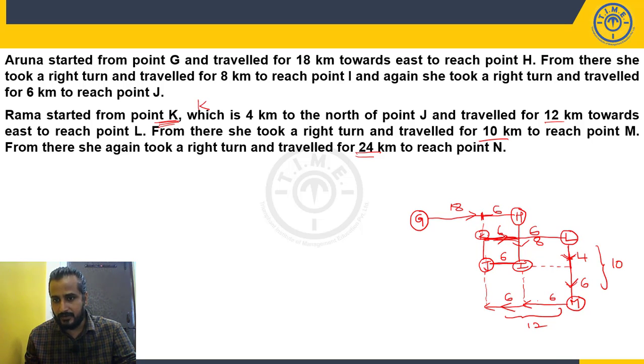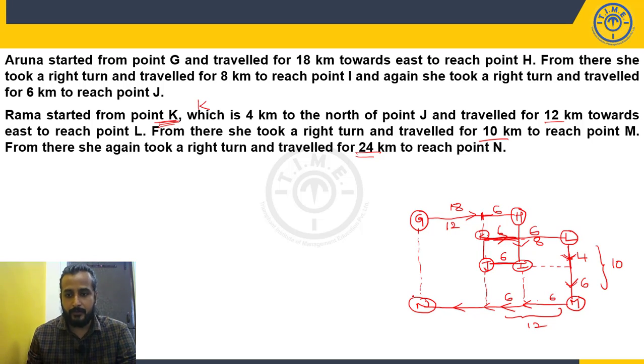And the distance between them is how much? 6, 6 and 6 here. So how much more is here? 12. So 12 more kilometers will be exactly in line with G, which is nothing but point N. So G and N are on the same line. This is the way we have to draw the path. Clear? So you have to maintain the scaling. That is also important. So till here it is 12.